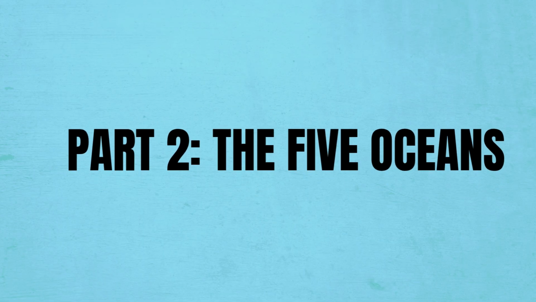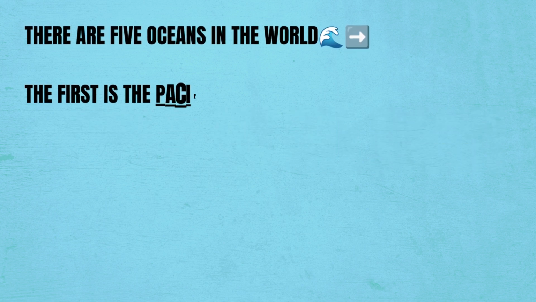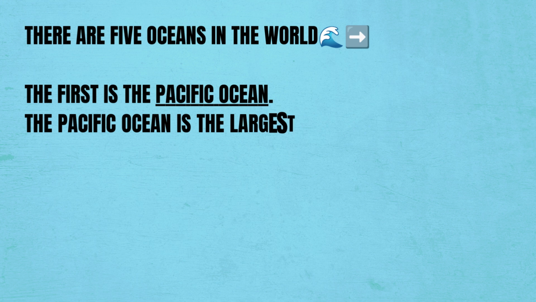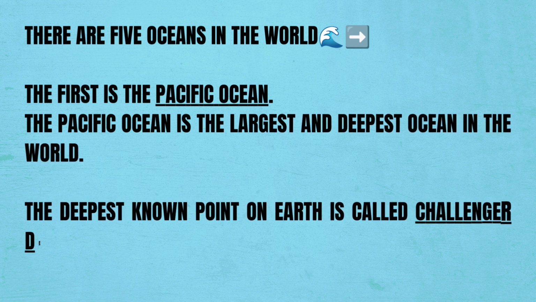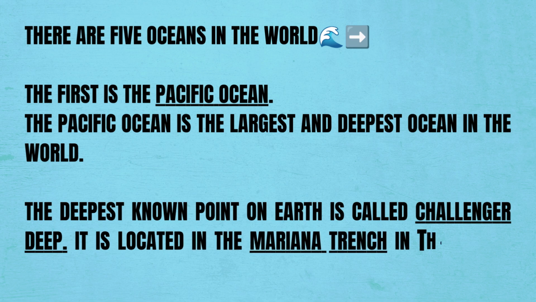Part 2. The 5 oceans. There are 5 oceans in the world. The first is the Pacific Ocean. The Pacific Ocean is the largest and deepest ocean in the world. The deepest known point on Earth is called Challenger Deep. It is located in the Mariana Trench in the Pacific Ocean.